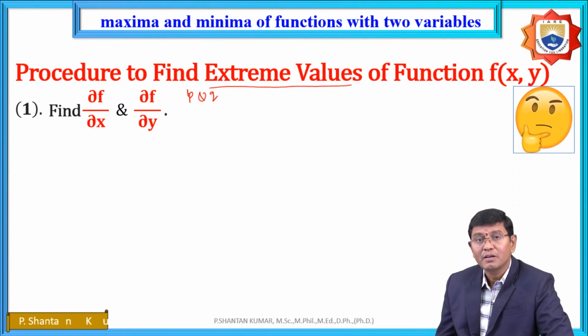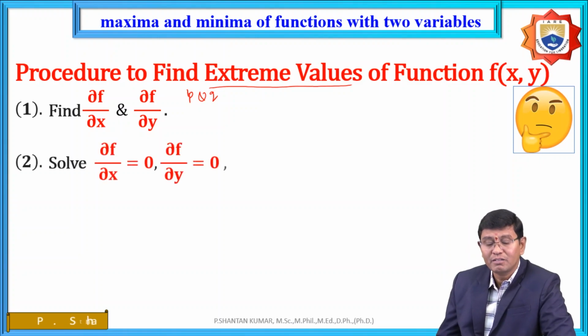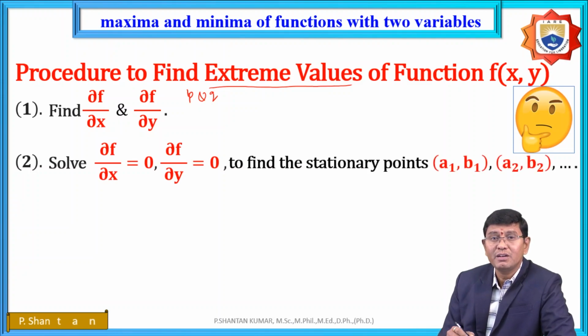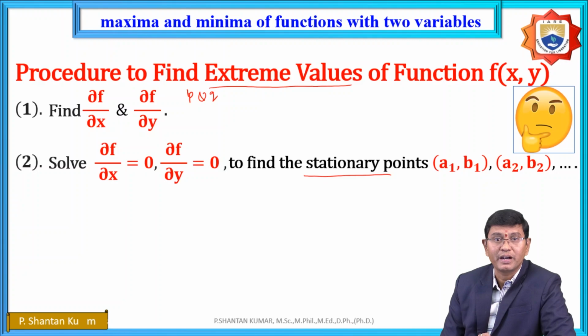And the second step: after finding p and q, we need to equate them to 0, and then you find the stationary points. As we discussed clearly in the definition of the stationary point, by solving p comma q equal to 0, the values we obtain are called stationary values.